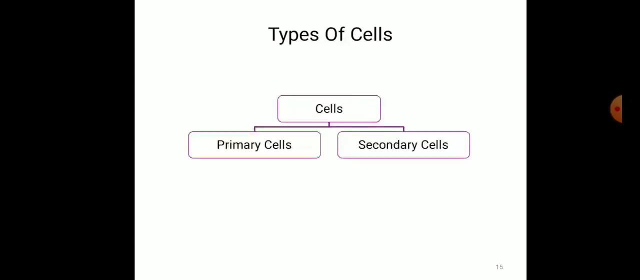So what are the types of cells? There are different types of cells. The cells are mainly divided into two types: the first one is the primary cell and the second one is the secondary cell. What is the definition of the primary cell and what is the statement of the secondary cell? Now we are going to discuss.